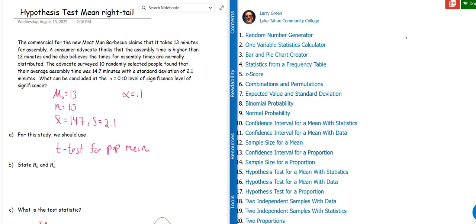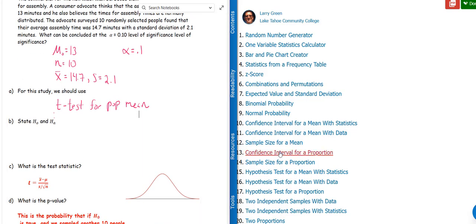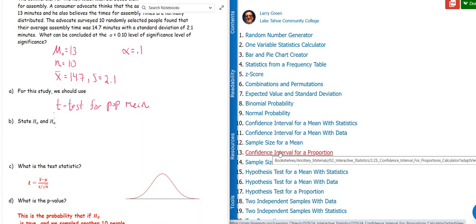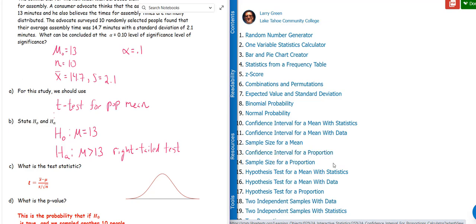Let's state the null and alternative hypotheses. The null hypothesis always contains the equal sign. So H0 is that mu equals 13. And the alternative hypothesis, the claim that we're testing in this case, is that mu is actually greater than 13. Now, since this inequality points to the right, this is a right-tailed test. And that's the information we need to conduct the hypothesis test.